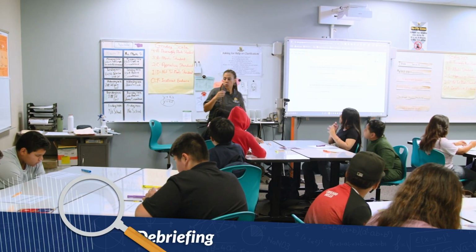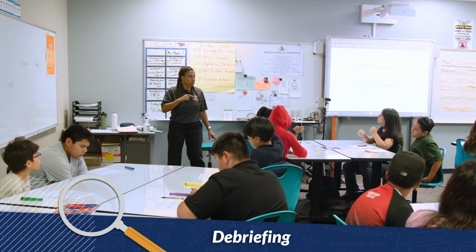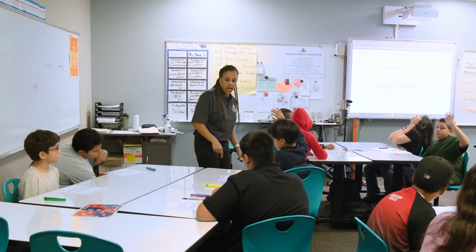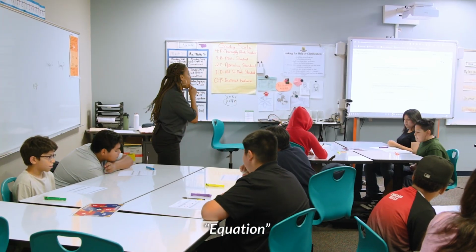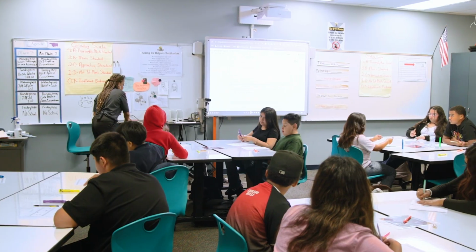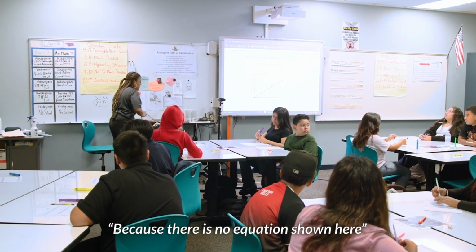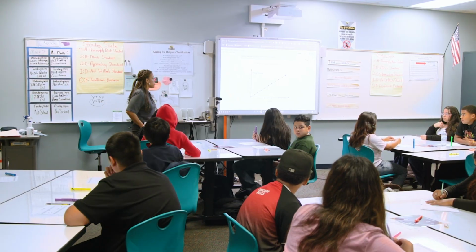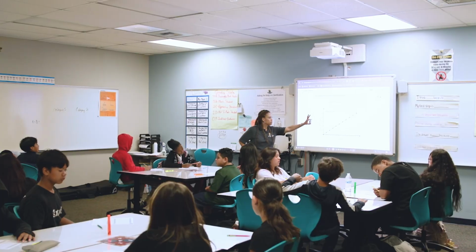Now let's see how we can debrief this activity to validate student thinking and highlight students' discussions with one another. What's a word that you did not highlight? Raise your hand. Let me know. A word that you did not highlight. Go ahead, Christian. Equation. Why did you not highlight equation? Because there's no equation shown, right. Do we agree with Christian? Absolutely. There's no equation shown here, right?